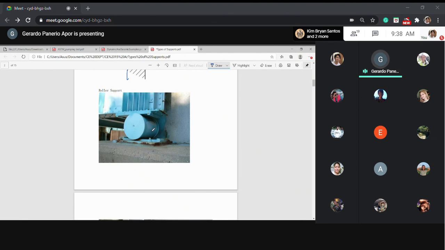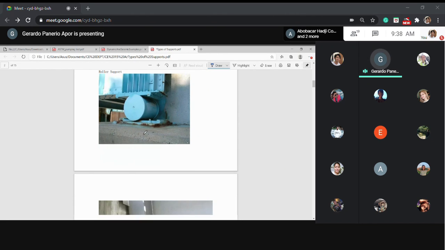This is one of the reactions of the support of maybe a bridge girder. Wherein in design it is a roller, so in actual a roller really is implemented, no? So that is an example of a roller that is free to move in the X direction but constrained to move along the Y direction. It is also free to rotate.